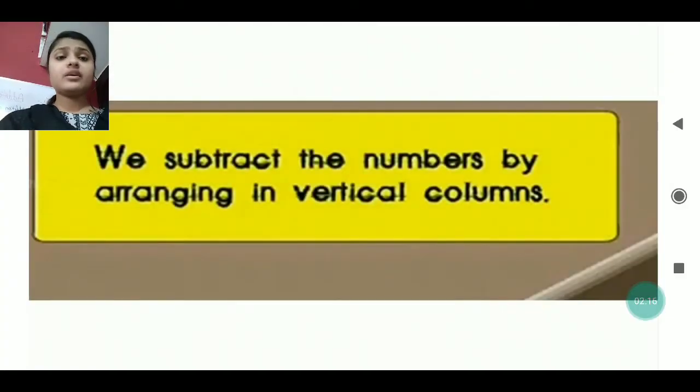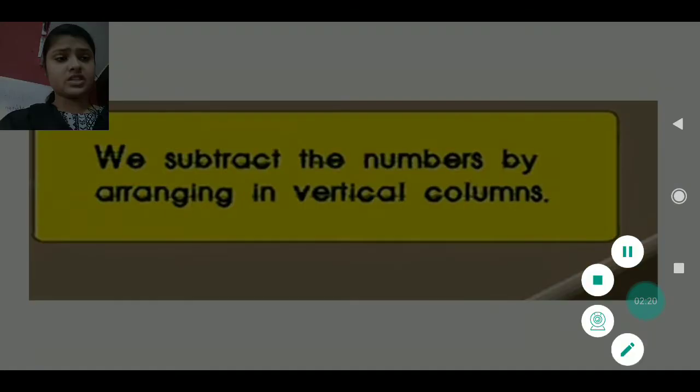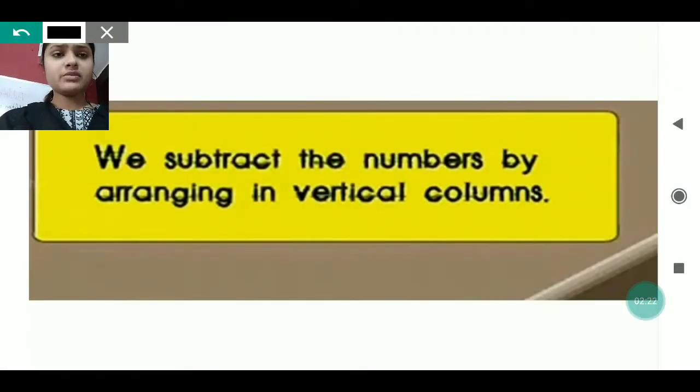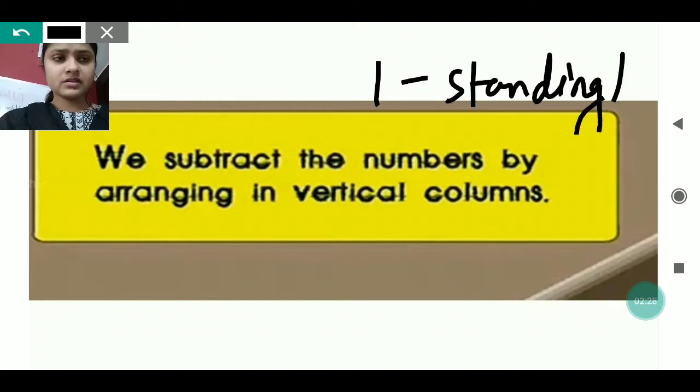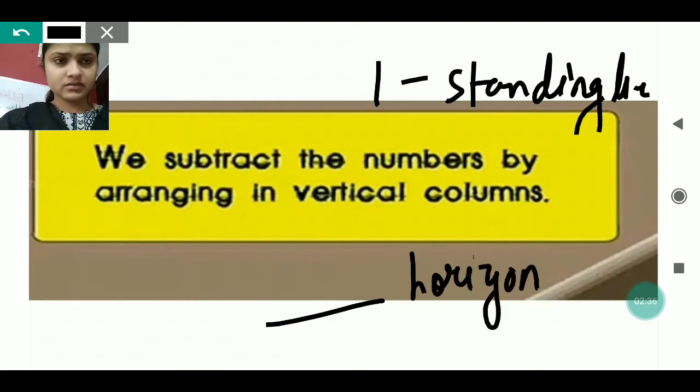We subtract the numbers by arranging them in a vertical column. Do you know the meaning of vertical and horizontal? Vertical means standing lines. I have already explained. Standing line, whereas horizontal means sleeping line. Okay, this is vertical and horizontal.